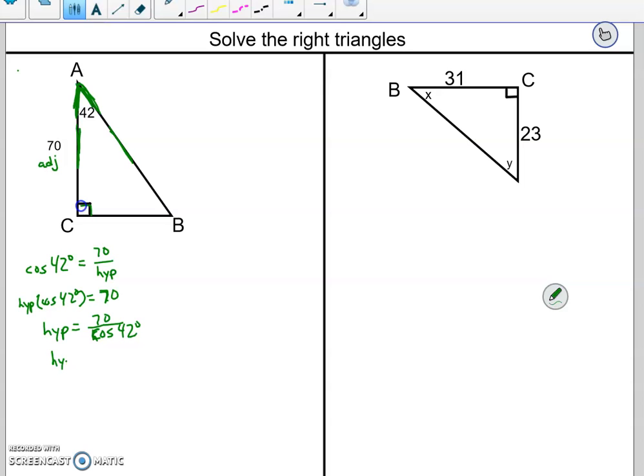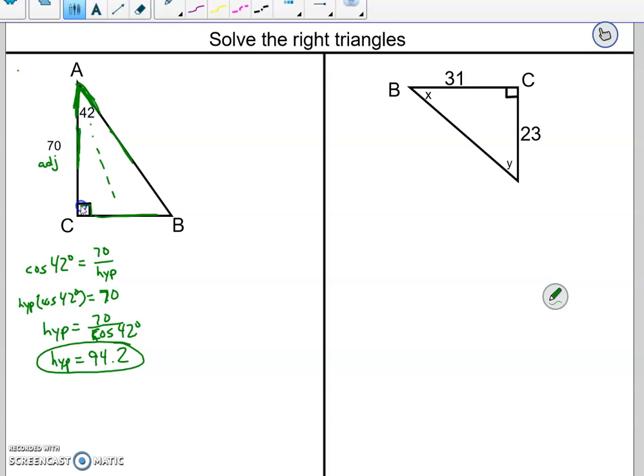And then you plug that into your calculator. You should get a value that tells you the hypotenuse is approximately 94.2 units, whatever that is. I don't know if it's inches or centimeters or whatever else. So now I've got the adjacent side. I now have the hypotenuse side value. What I don't have is the opposite side. Okay, so the opposite side from 42 would be this.